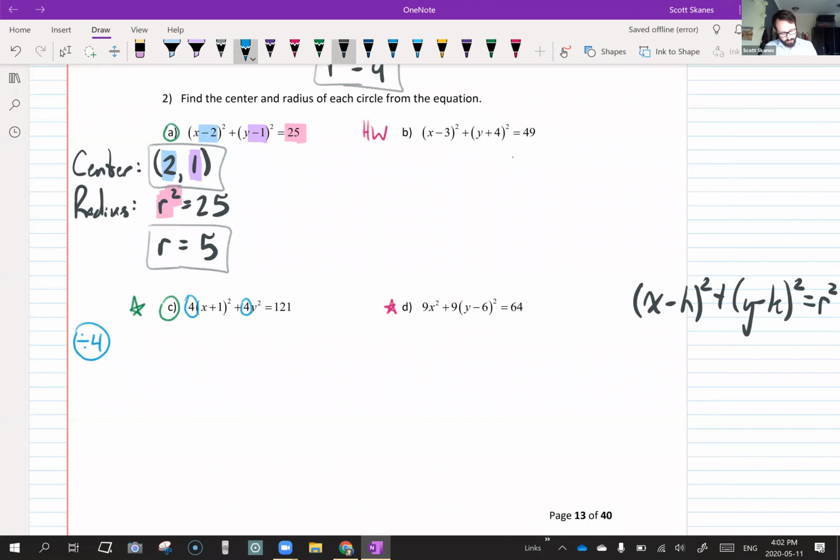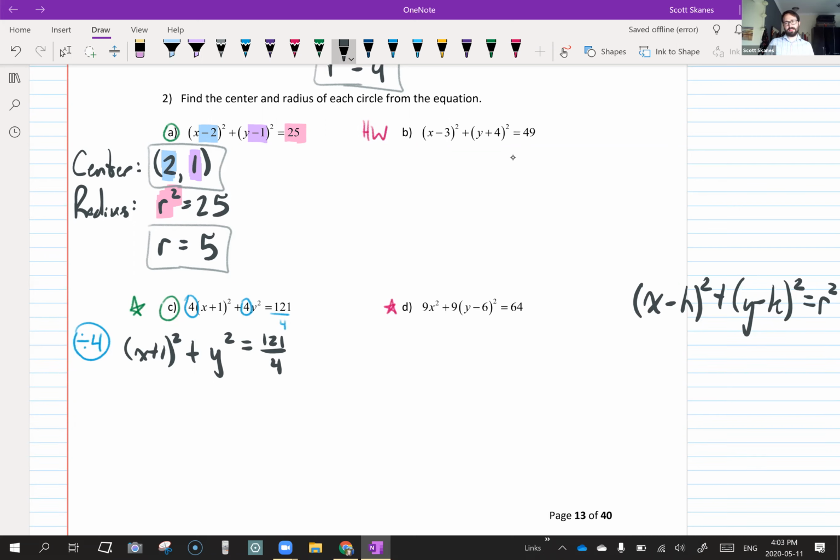Okay, so that cancels the first 4, cancels the second 4. And then, of course, 121. I'm sorry I keep saying "of course." It's maybe not that obvious to some of you, so I don't mean to belittle anything. 121 divided by 4 is a weird 30.25. Let's just keep the fraction. The decimal is a bit weird.